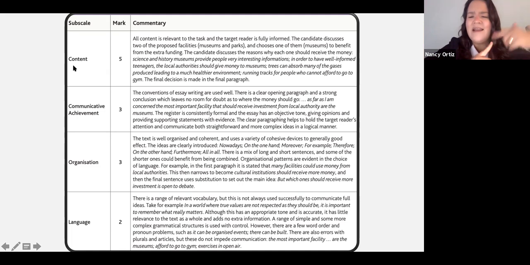However, there are a few word order and pronoun problems, such as "it can be organized events, there can be built," okay? There are also errors with plurals and articles, but these do not impede communication. "The most important facility are the museums." "Afford to go to gym" instead of "to the gym." "Exercises in open air," okay?